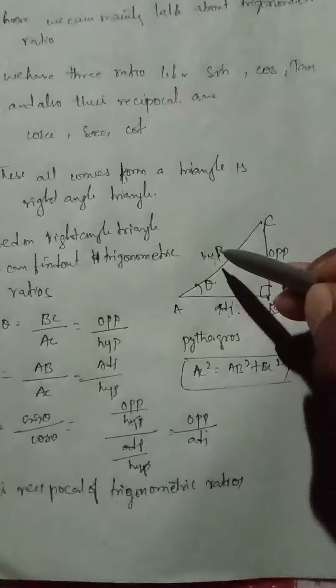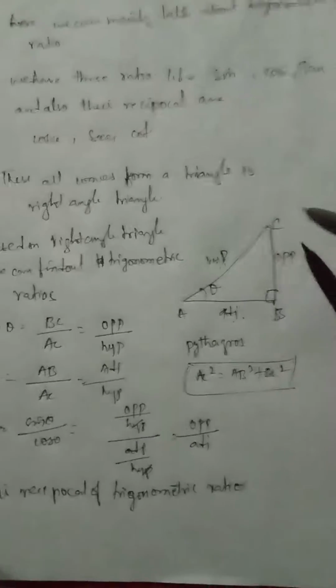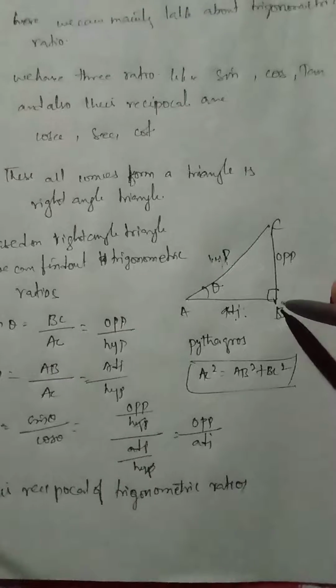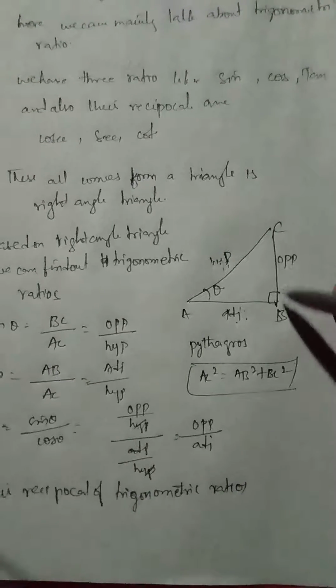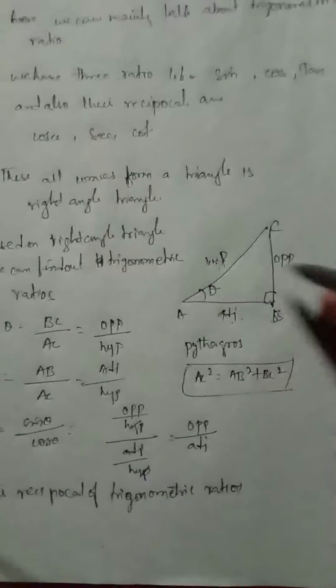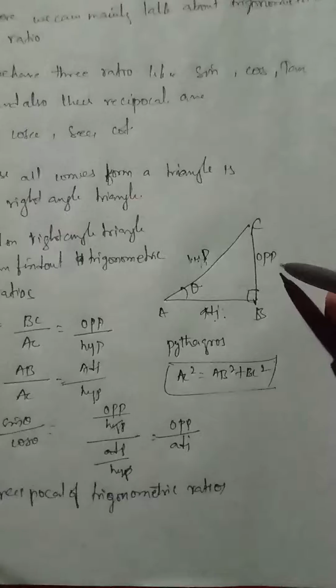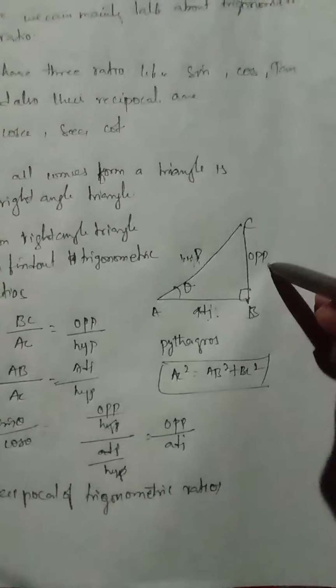Now this hypotenuse has an opposite side. What is the opposite side? It is the side making the right angle in the triangle. BC is the side opposite to the angle making 90 degrees, and it will be called the opposite side.